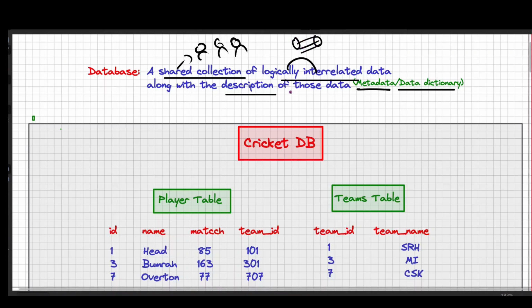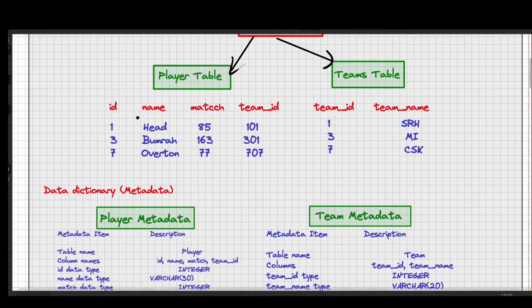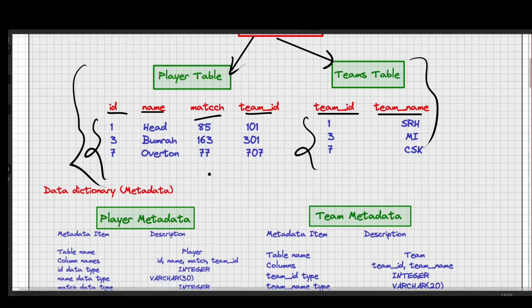Let us understand through an example. Here we have cricket database, which has two tables, player table and team table. Player table has attributes ID, name, match, team ID, whereas team table has attributes team ID and team name. And these are the values for those attributes. Similarly for the team table. Also we have metadata which describes the above data. It tells about table name, column name, domain, data type, constraints and other stuff.